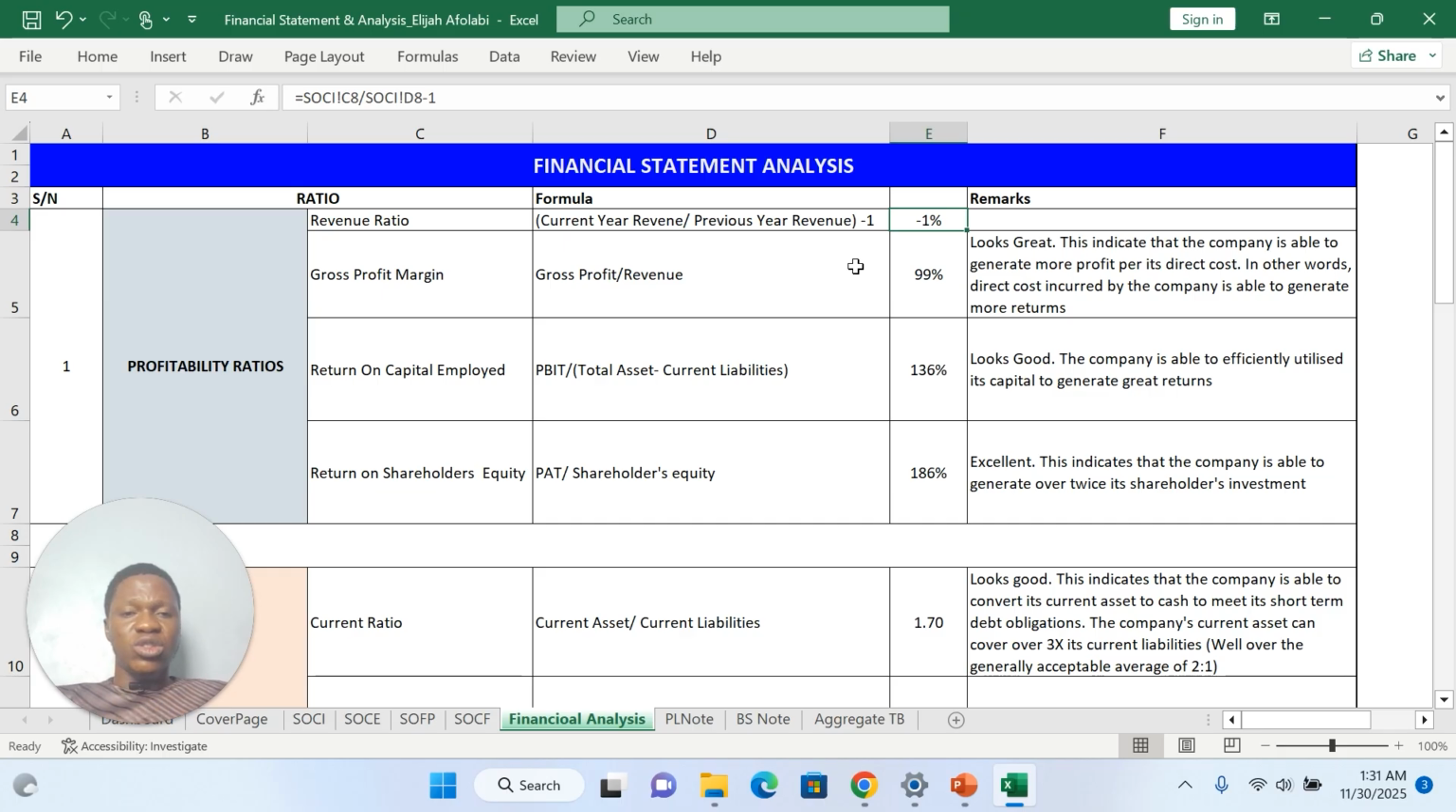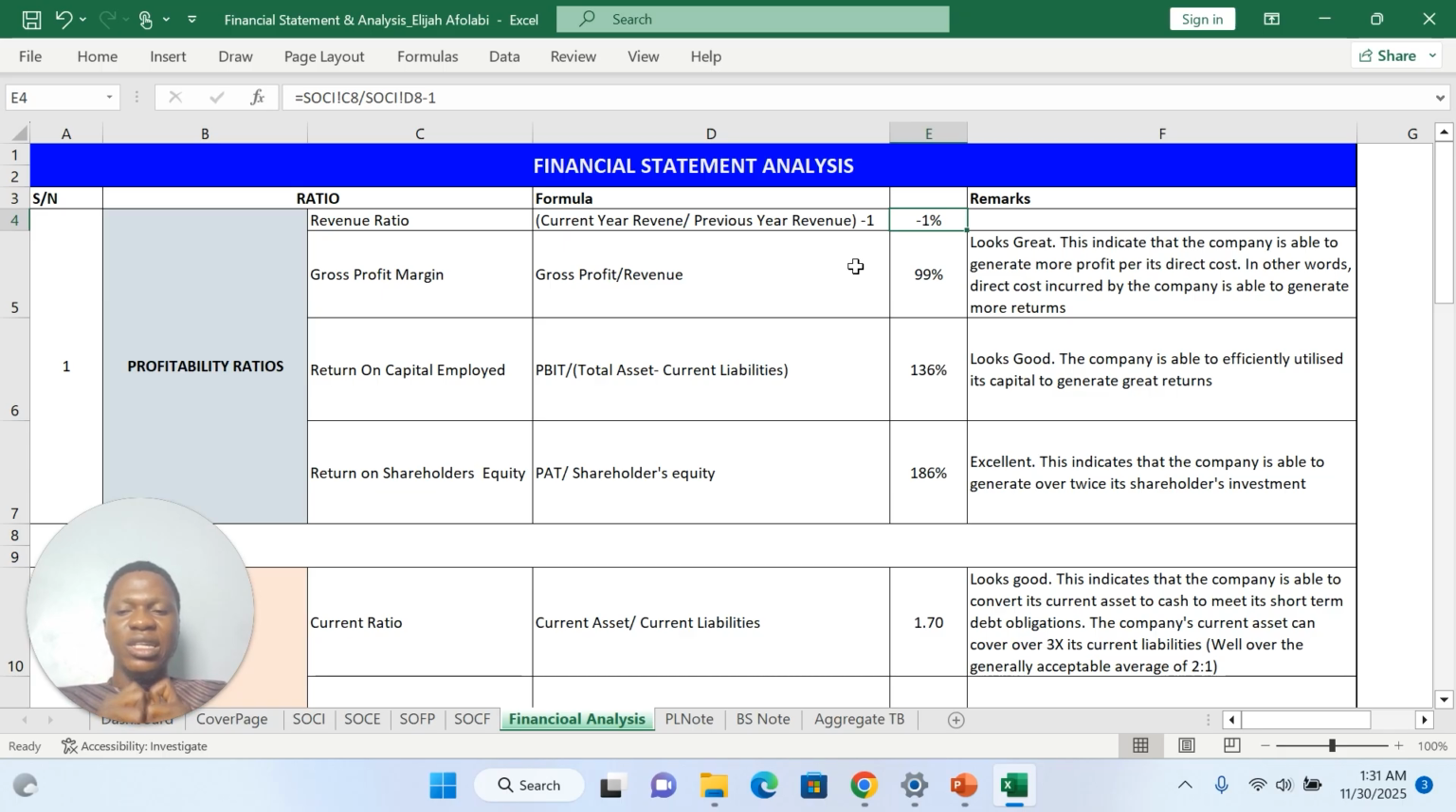And it could also be as a result of regulation. But what this is just telling us is that the revenue of the company dipped by 1% in the current year compared with the same figure in the previous year. Now the next is gross profit margin. What does your gross profit margin measure?